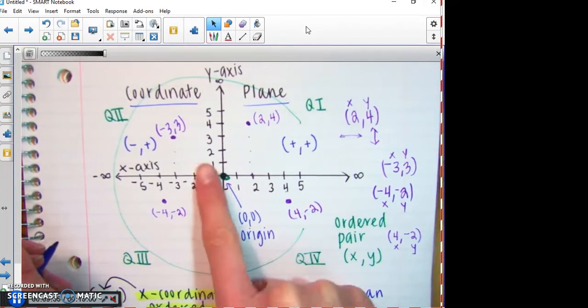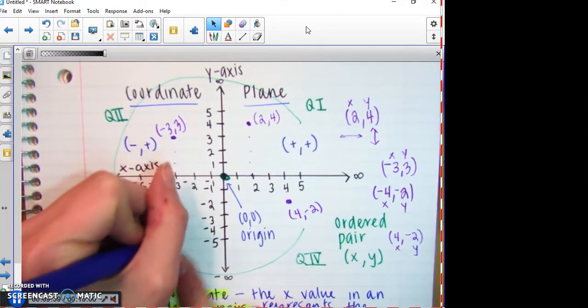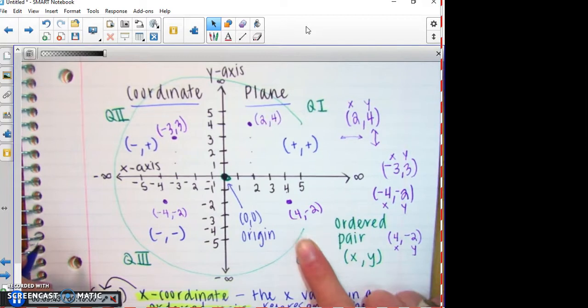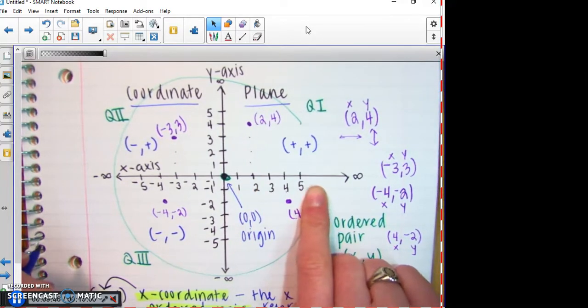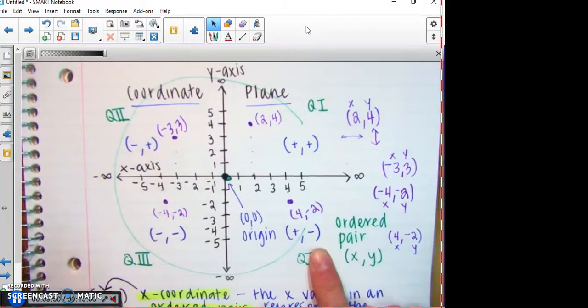In quadrant 3, the x coordinates are negative and the y coordinates are negative, so all of our points will be negative, negative. And lastly, in quadrant 4, our x's are positive and our y's are negative. So we'll always have positive x, negative y.